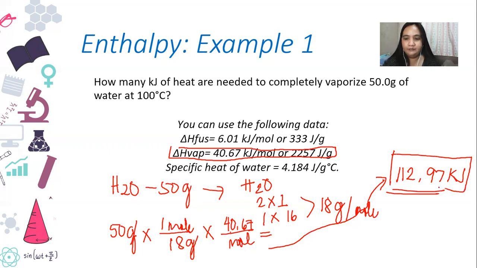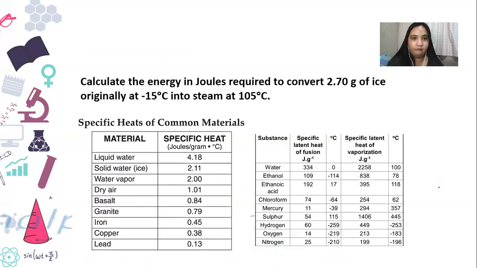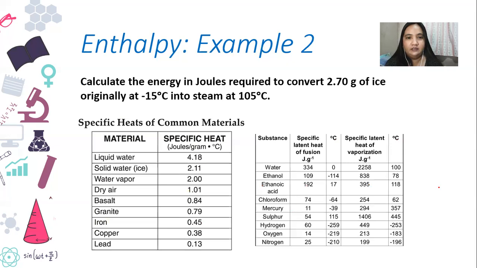And lastly, this is just a review. Calculate the energy in joules required to convert 2.7 grams of ice, originally at -15, into steam at 105. So given the following data.